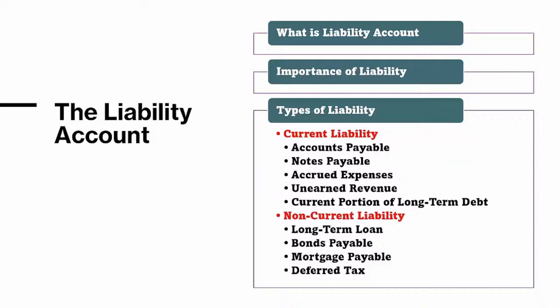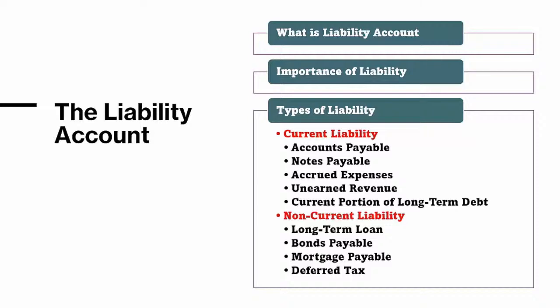Current liabilities: accounts payable, short-term loans or notes payable, accrued expenses, unearned revenue, deferred revenue, current portion of long-term debt. Non-current liabilities: long-term loans or notes payable, bonds payable, mortgage payable, deferred tax liability. Each of these accounts helps track what the business owes and when it's due.